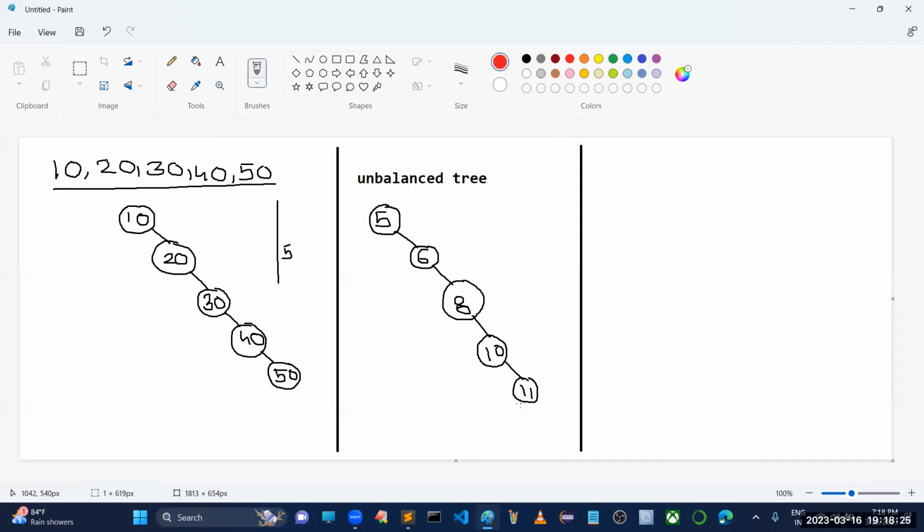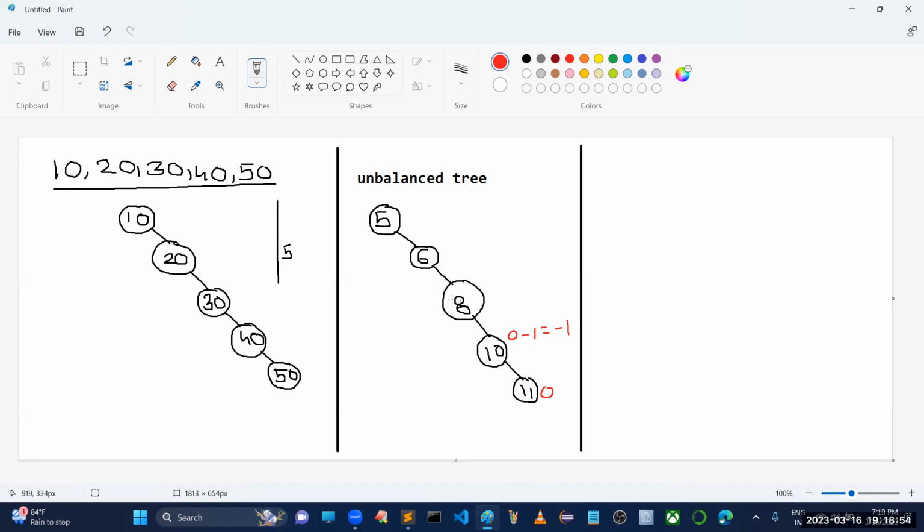If you observe here, what is the height of this particular node? The balance factor of this node is 0, because what is the left subtree height? We don't have any node, so 0. What is the right subtree height? 0. 0 minus 0 is 0. In this node, what is the left subtree? 0. What is the right subtree? The right subtree height is nothing but 1. So your result will become -1.